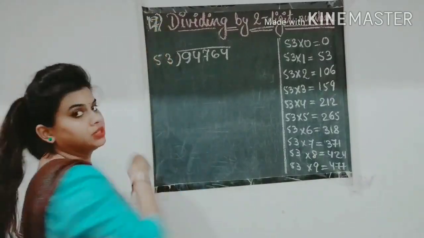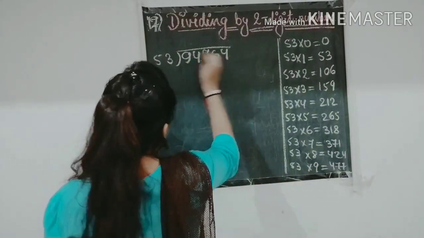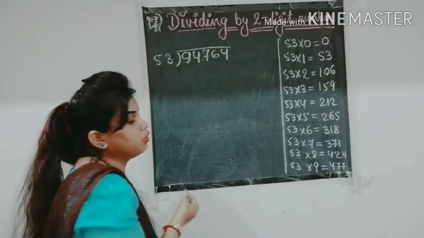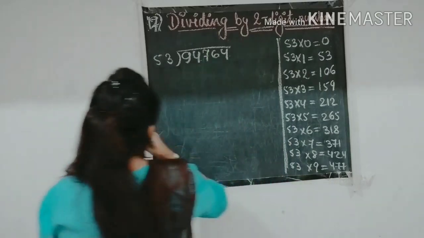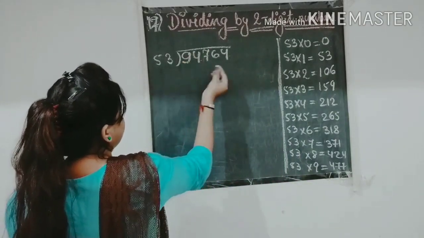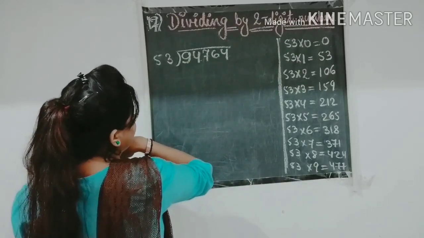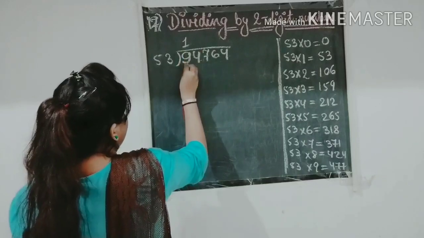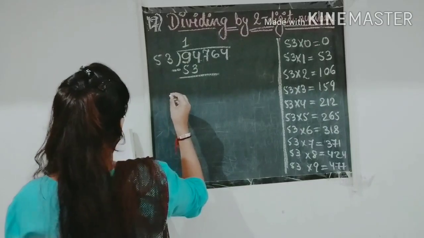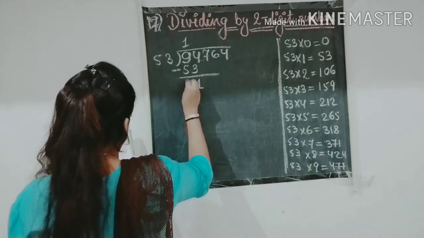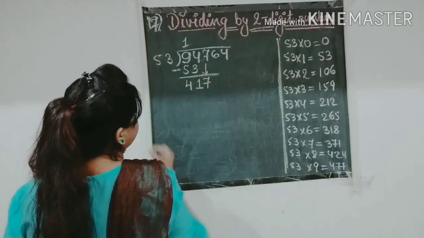Now see, this is your question number 17. 94,764 divided by 53. You can write the table of 53 by multiplying. Write it here after the margin and now subtract. Take the 2-digit number 94. We have 53 ones are 53. Subtract. You will get here 41. Now 7 will come down.